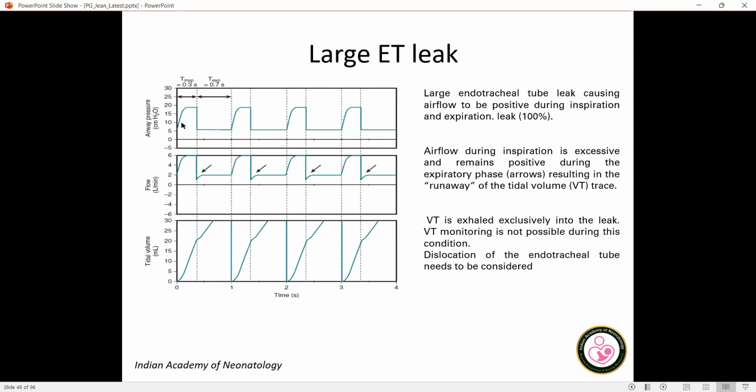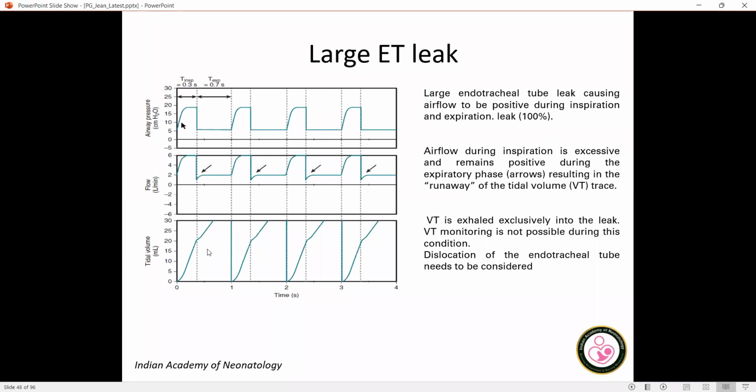And when there is a large leak, what will happen? We can see the airflow is positive both during inspiration and expiration in the flow waveform. We already said that in inspiration the flow waveform will be positive, and in expiration it will be negative. But here the flow waveform is completely positive in both. The leak diverts the gas flow such that the decelerating inspiratory flow is never touching the baseline. So this is a large leak.